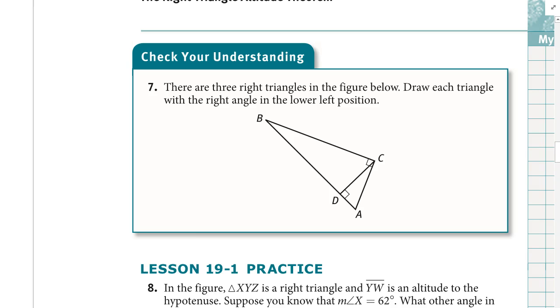Let's skip to number 7 and do this check your understanding question. There are 3 right triangles in the figure below. Draw each triangle with the right angle in the lower left position. For example, if we were to redraw this triangle here that goes from B to D to C so that the right angle is in the lower left position, it would look something like this.